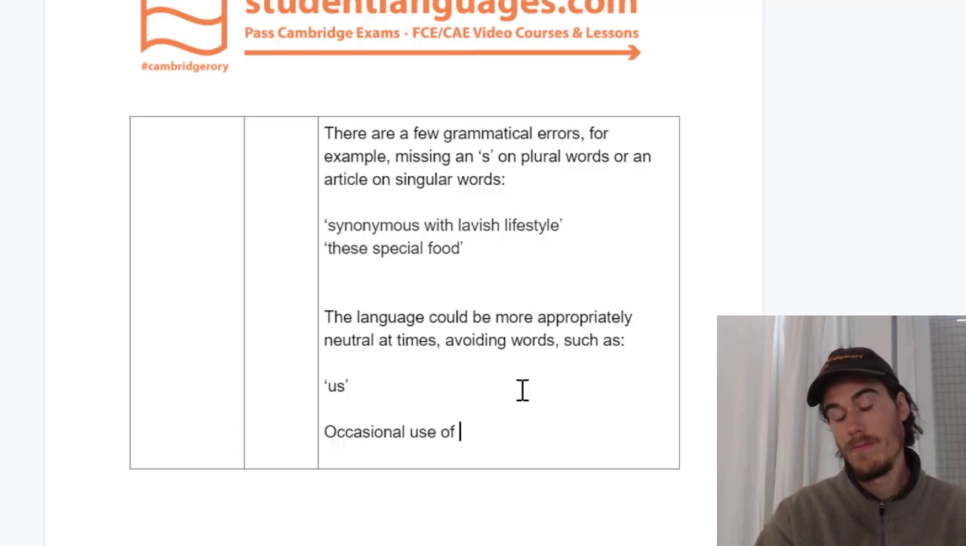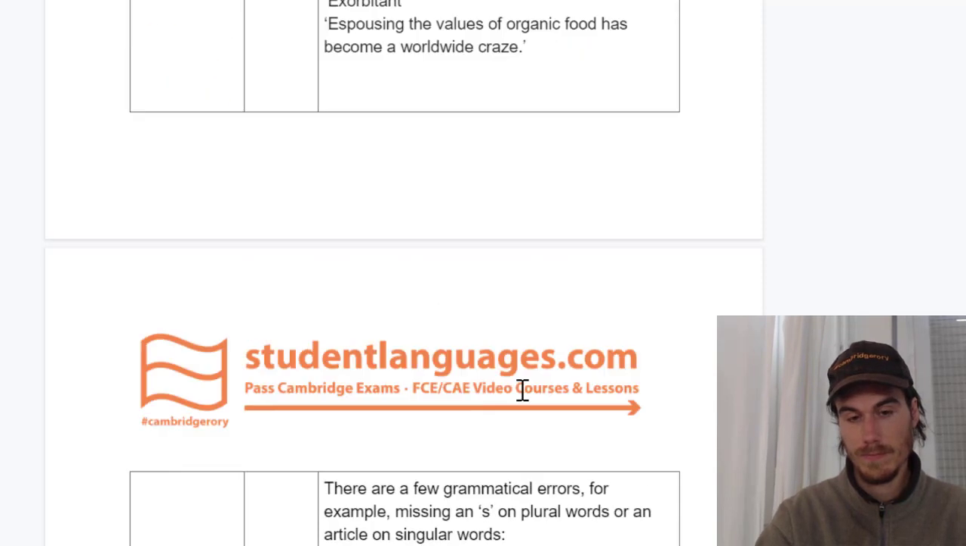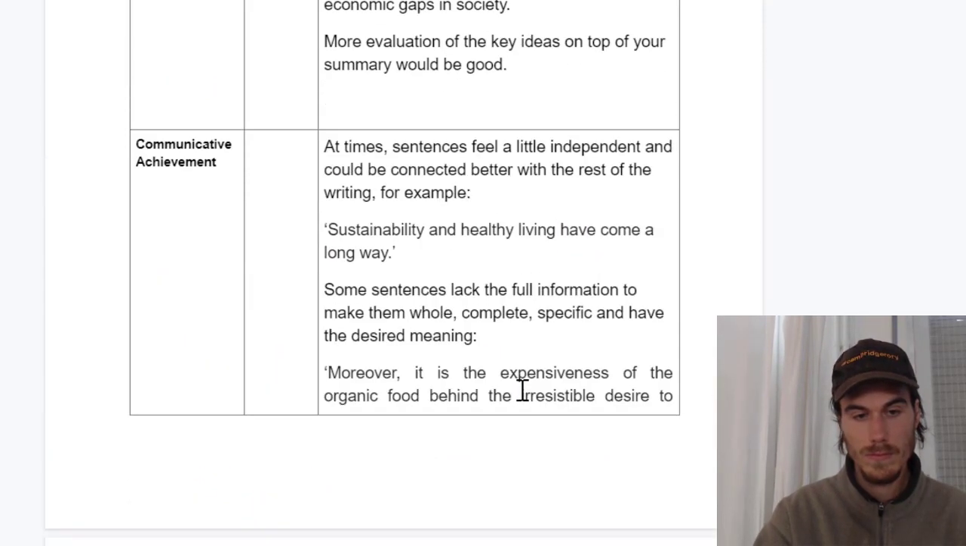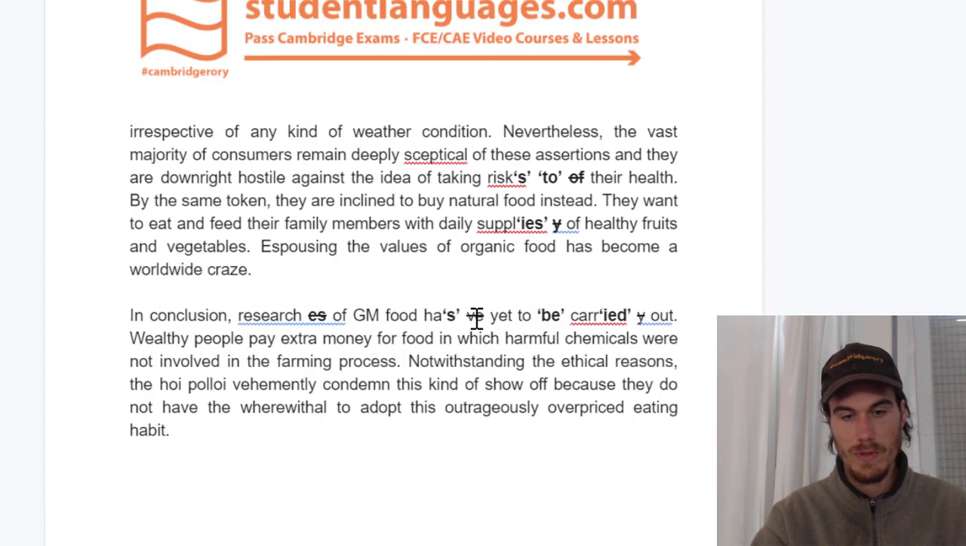So, occasional use of the active voice instead of the passive voice could also be in communicative achievement that help with the flow. Should be in passive. Wealthy people pay extra money for food in which harmful chemicals were not involved in the farming process. Yeah. Notwithstanding the ethical reasons, the hoi polloi vehemently, yeah.